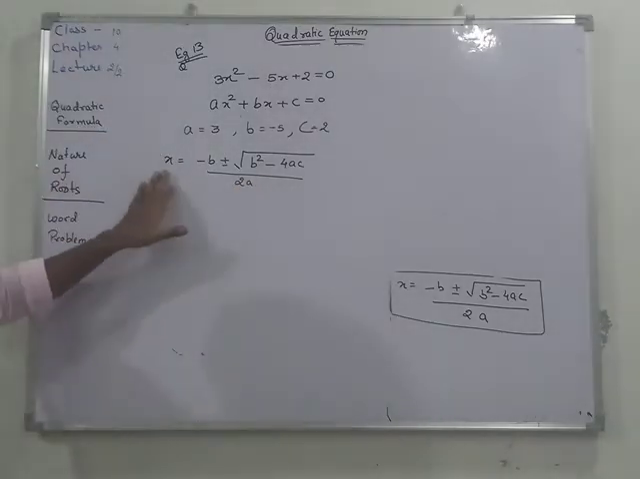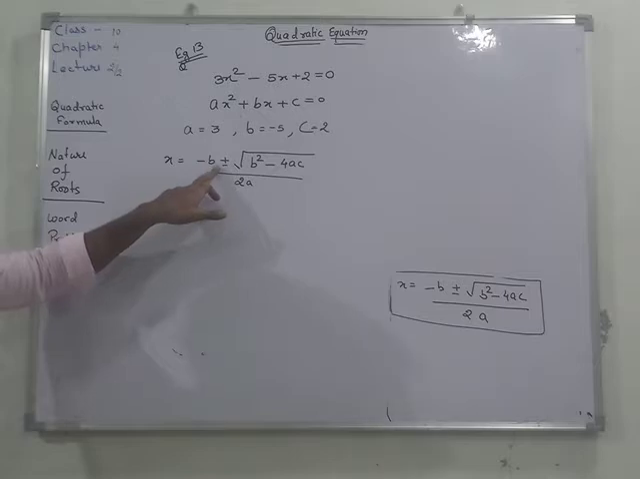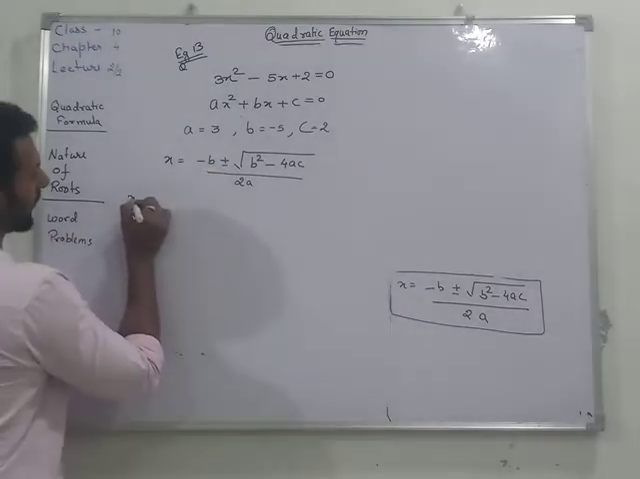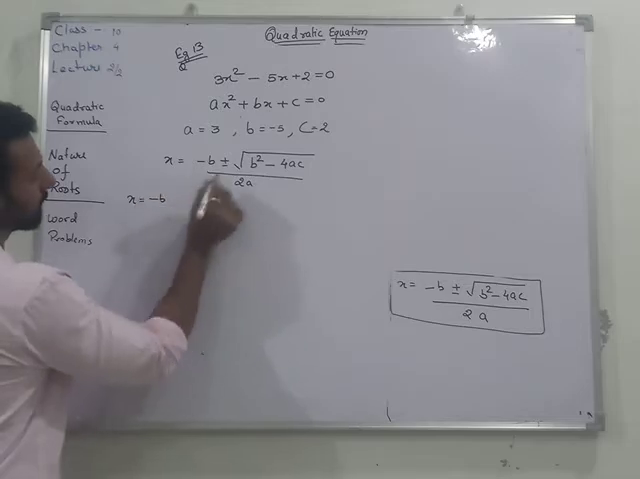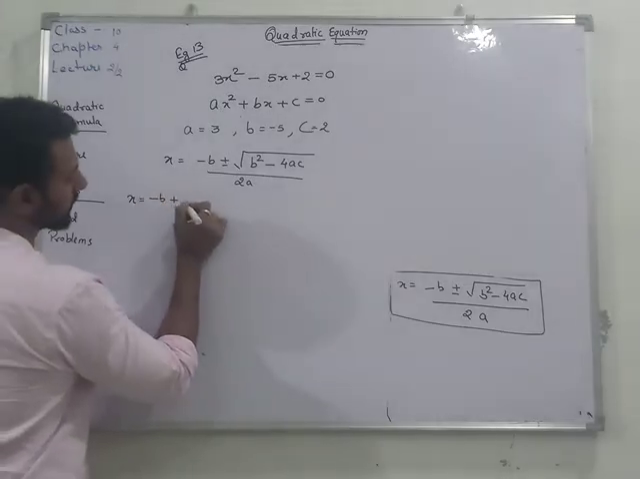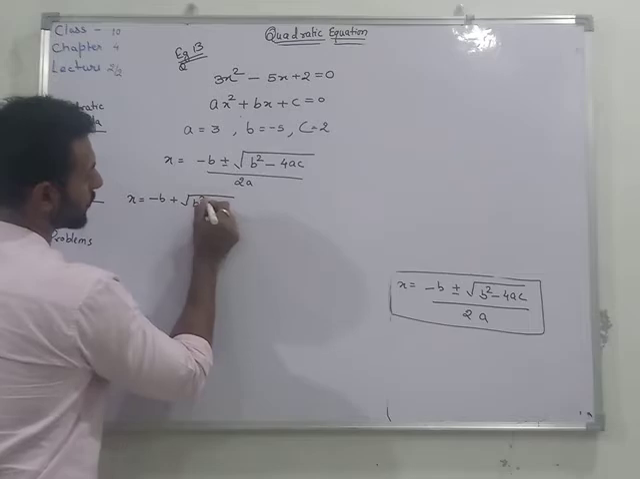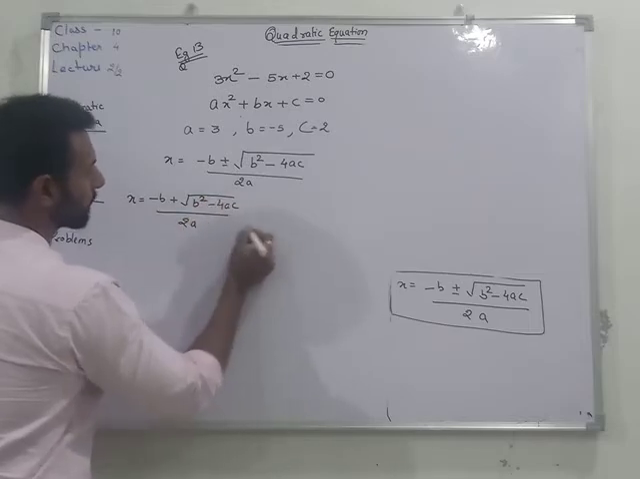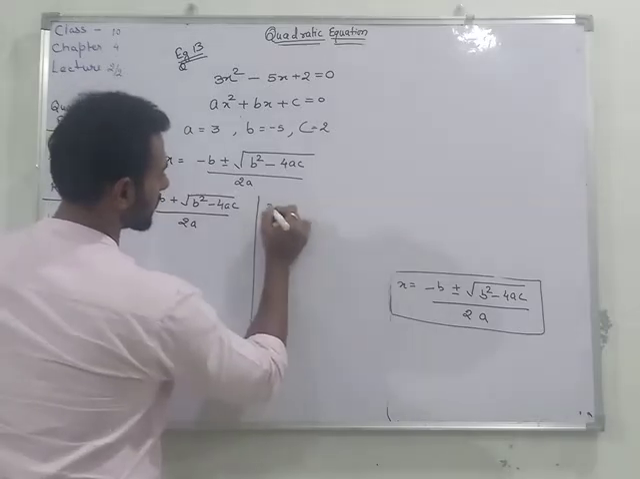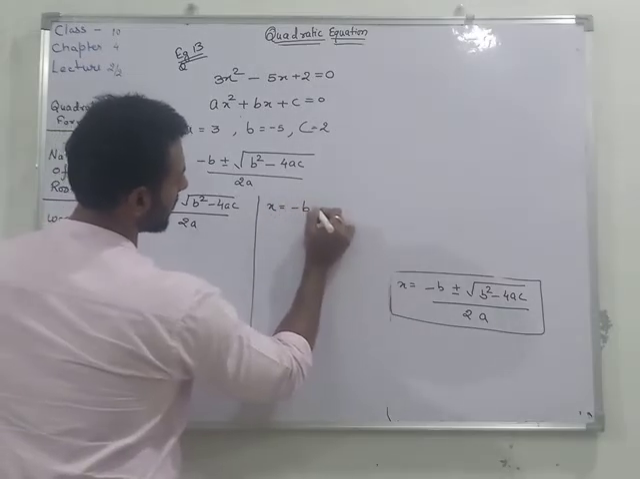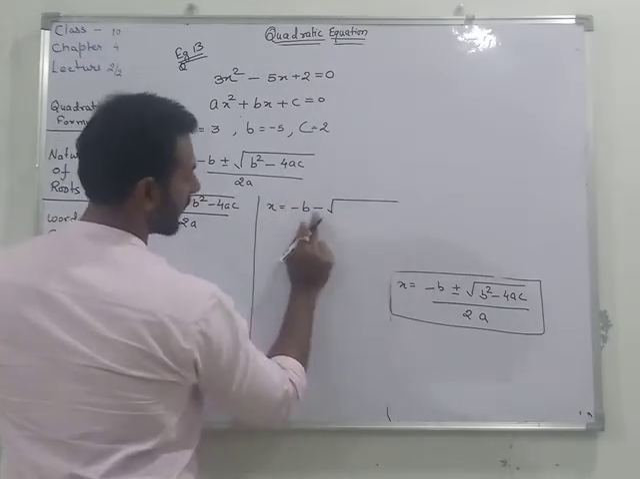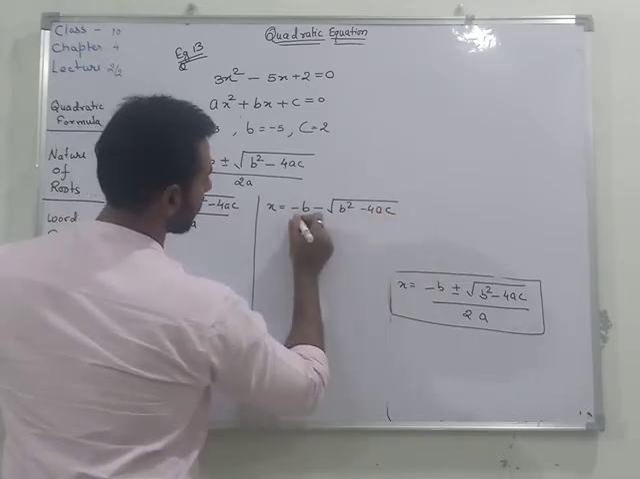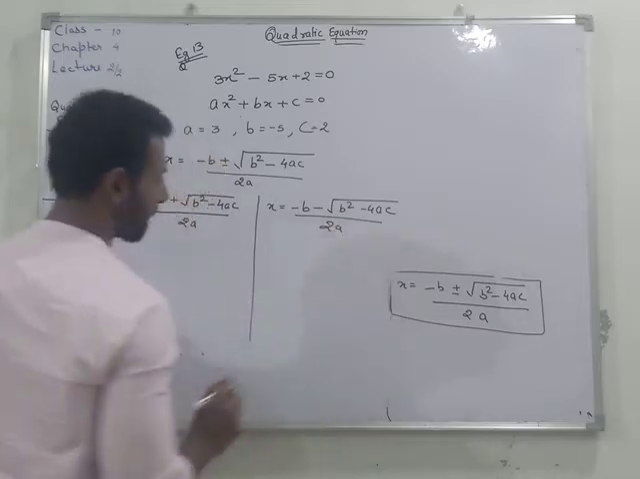Now how do we have to solve? We have to take the positive term first and then the negative term. So x is equal to minus b, first we are taking positive, plus under root of b square minus 4ac upon twice of a, and here we are taking x is equal to minus b minus, the negative term, under root of b square minus 4ac upon twice of a.